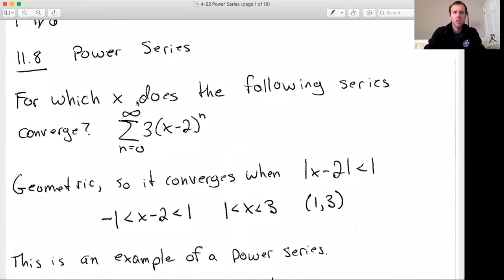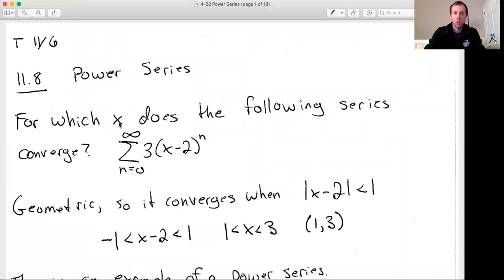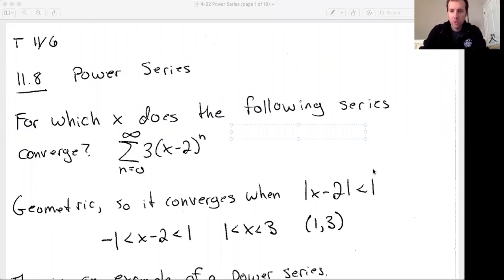So here's a very different type of question. The conclusion is down below, but we can focus on this question. For which x does this series converge? The series from 0 to infinity of 3 times (x minus 2) to the n. So the idea here is that for different x's, you get different series. So for instance, if we pick, say, x equals 0, you get the series 3 times (negative 2) raised to the n.